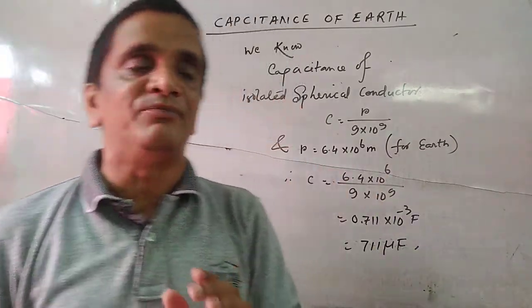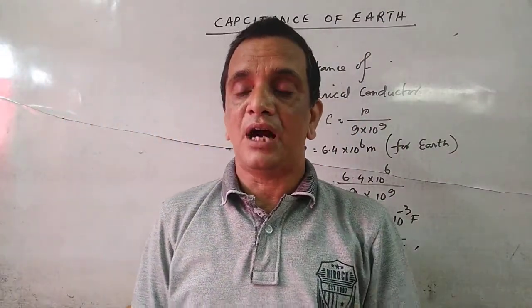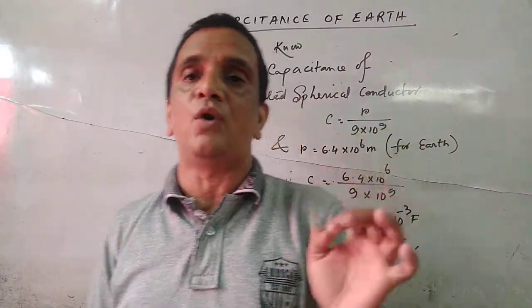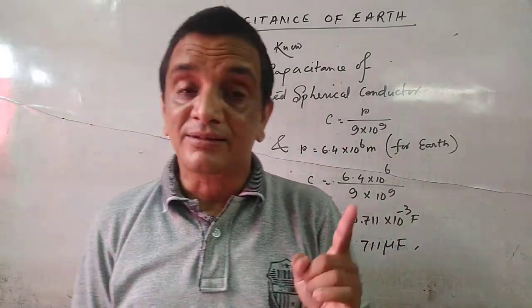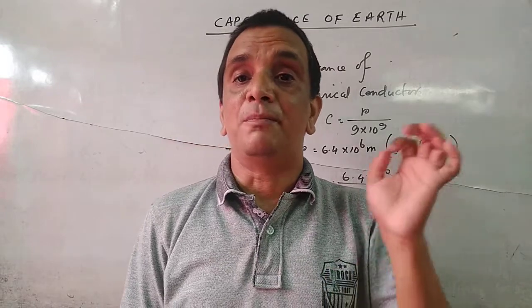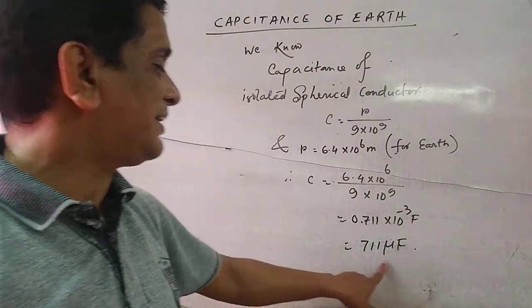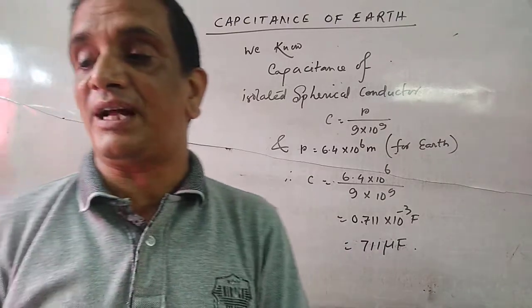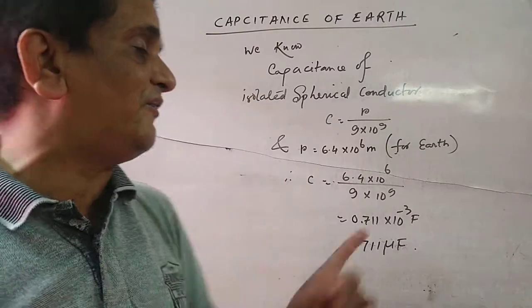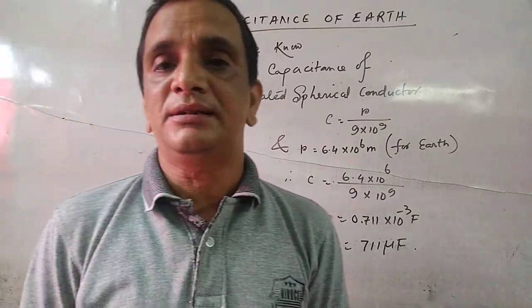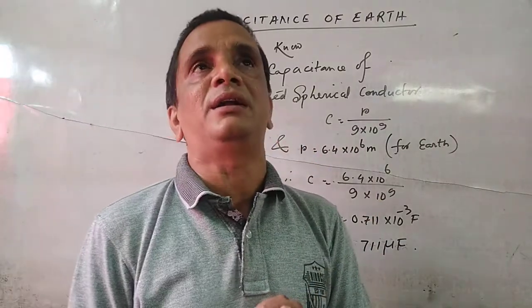Can you imagine? What a big radius we have. Our Earth's radius is 6.4 × 10^6 meter, but its capacitance is only 711 microfarad, not a farad. So we can say that 1 farad is a very big quantity. Is it clear? 1 farad is a very big quantity.